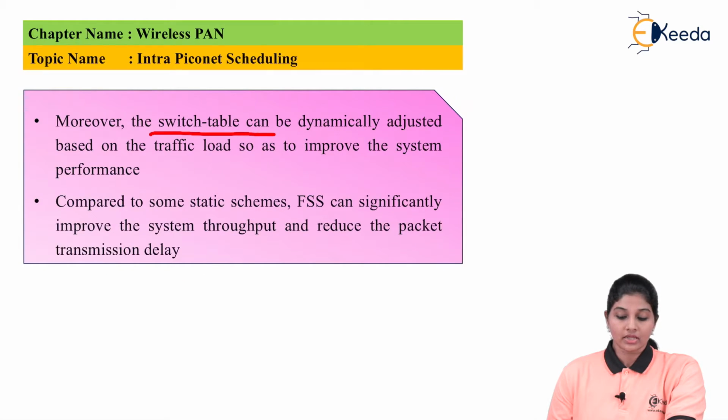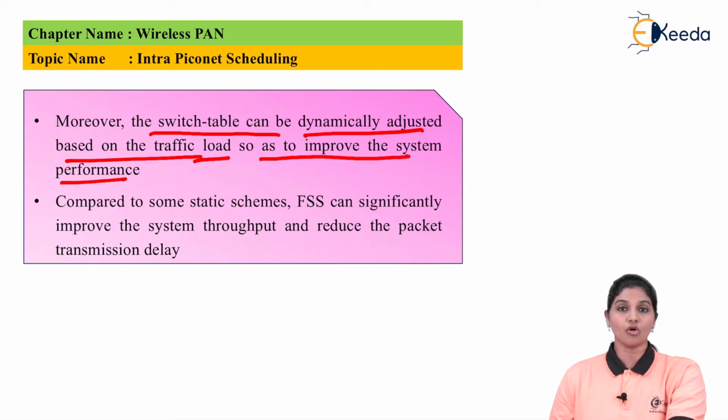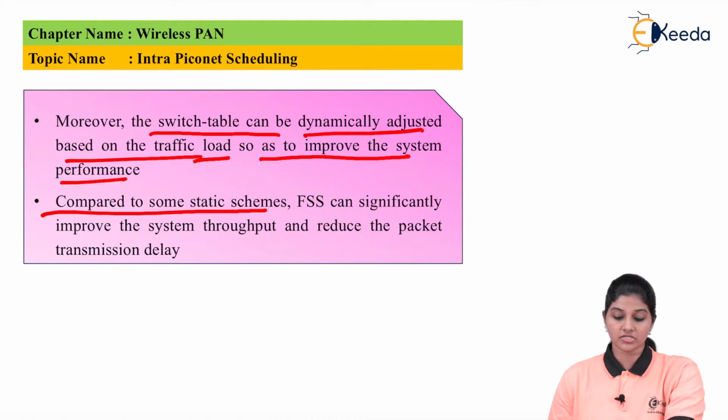The switch table can be dynamically adjusted based on the traffic load so as to improve the system performance. The bridge table is not a fixed type of table, it changes dynamically, because depending upon the traffic requirement and the data transfer on the network, the traffic changes, and due to which the switch table is dynamic in nature. Compared to some static scheme, FSS can significantly improve the system throughput and reduce the packet transmission delay.